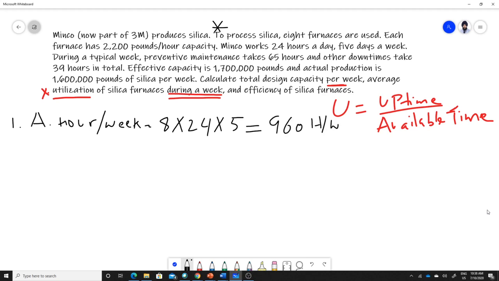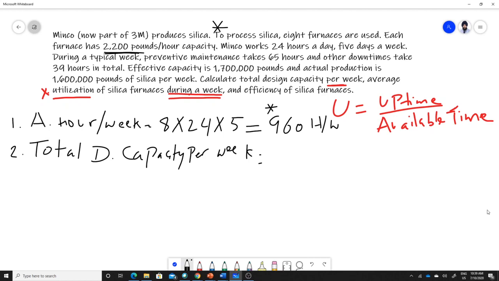960 hours per week. From here we can calculate the total design capacity per week, because we already know that each furnace can process 2200 pounds per hour, and we know that we have 960 hours available for the entire week for 8 furnaces. So I want to put here total design capacity per week. Furnaces can process 2200 pounds of silica per hour, and we have 960 hours. So that's going to give you around 2.1 million pounds of processing capacity per week, right?